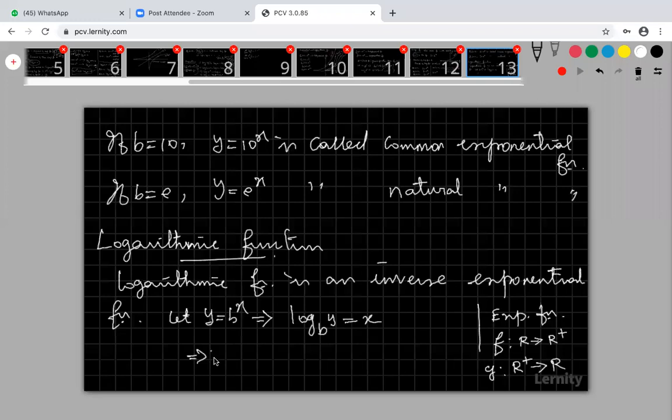My logarithmic function with the same base b is a function defined from R plus to R. This is my g. G is the inverse of f. What is my f? F is the exponential function. So my logarithmic function is defined from R plus to R by log base b of y. I am taking any value y from R plus, and the value of log base b of y is equal to some x. Therefore, this is my logarithmic function. The logarithmic function is the inverse of the exponential function. That's all.